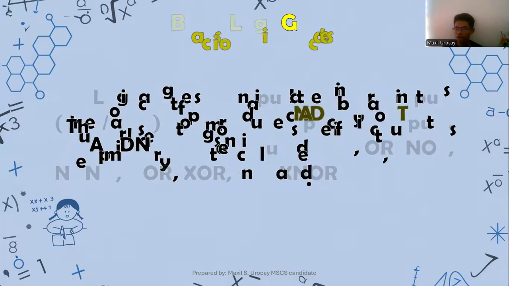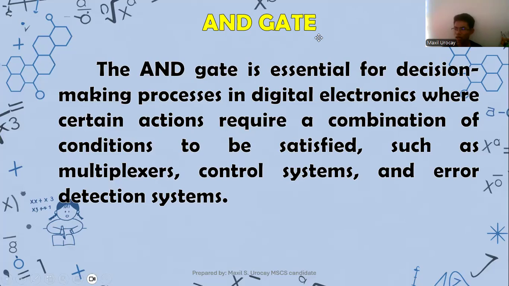As mentioned right there, the AND gate is essential for decision making process in digital electronics where certain actions require a combination of conditions to be satisfied, such as multiplexers, control systems, and error detection systems. So this is used when multiple conditions must be satisfied. It is commonly applied in control systems, multiplexers being mentioned, and error detection.